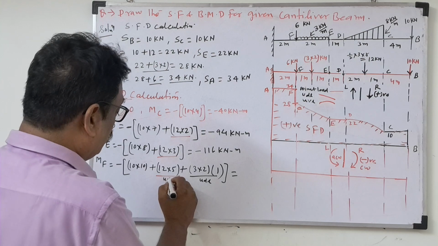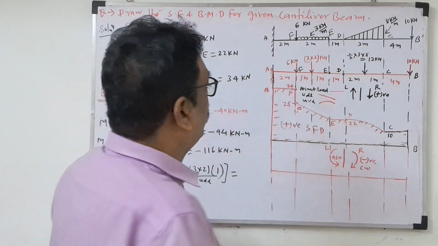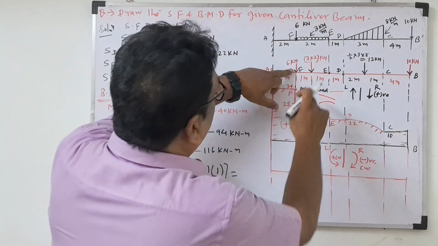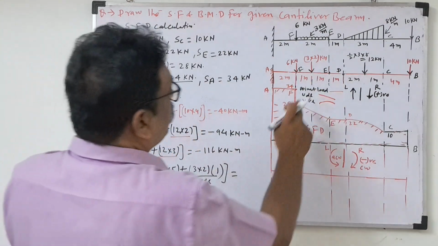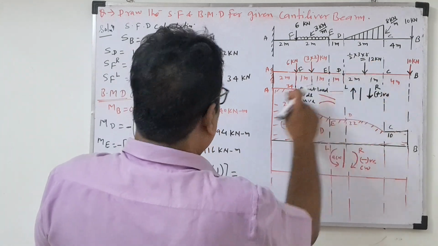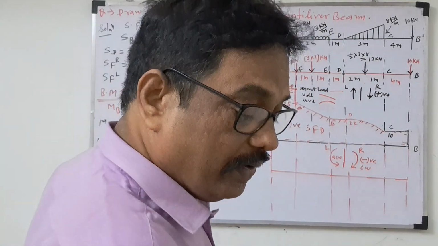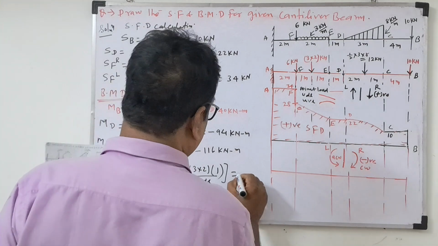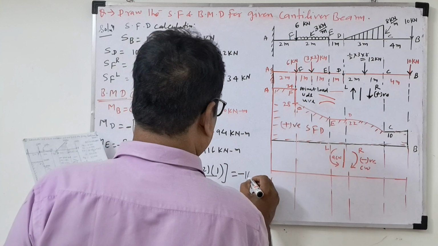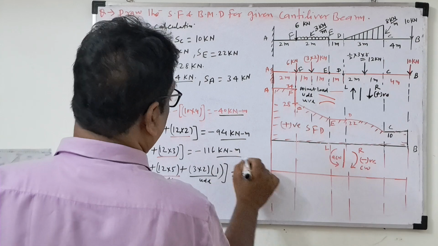This is called UVL. This is also UVL. This is also UVL. How simply I am writing. If you are drawing the load diagram, how simple it looks. Calculations also, how simple. So at F, 3 into 2 into 1. 3 into 2 load into distance 1. This 5, 12 into 5. This 10 into 10. So now the MF calculation will be minus 166 kilonewton meter. Unit will be kilonewton meter for this moment.